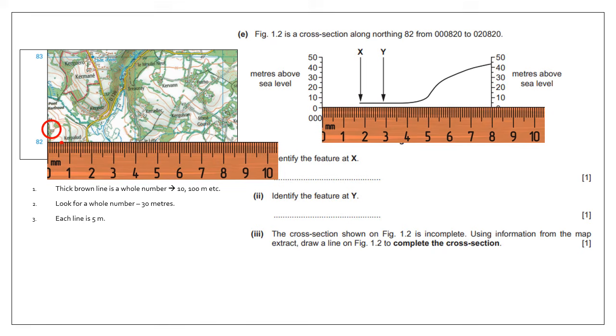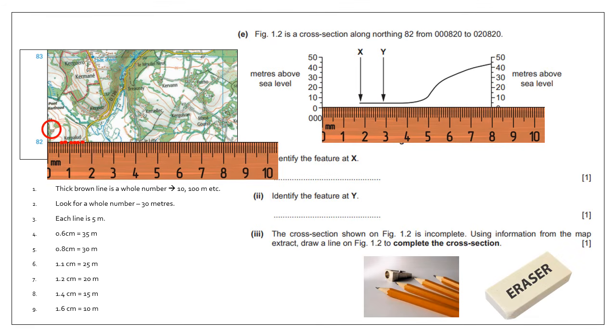So each line is 5 meters. This line is to the left of 30 meters, so it's going to be at 0.6, 35 meters. I then mark on the 30 meter line, 35, and so on, until I meet the end point. With that information, I transfer it back to the cross-section of figure 1.2, and I draw those on using the ruler to help me.